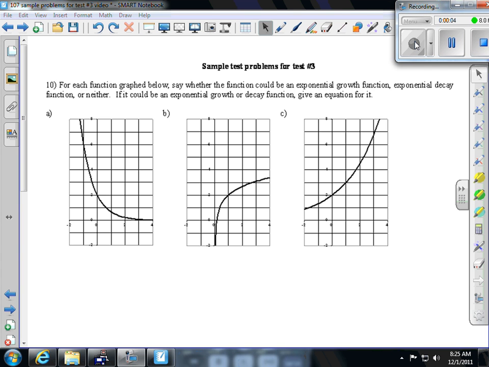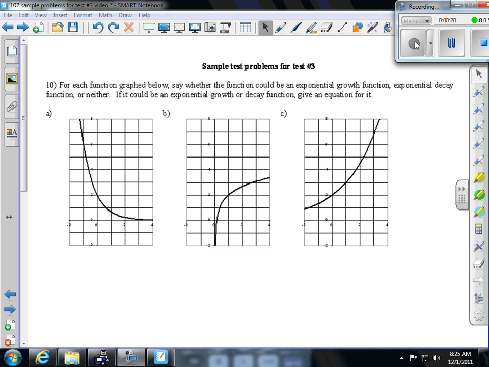This is question number 10 on the sample test problems for test number 3. For each function graphed below, say whether the function could be an exponential growth function, exponential decay function, or neither. If it could be an exponential growth or decay function, give an equation for it.